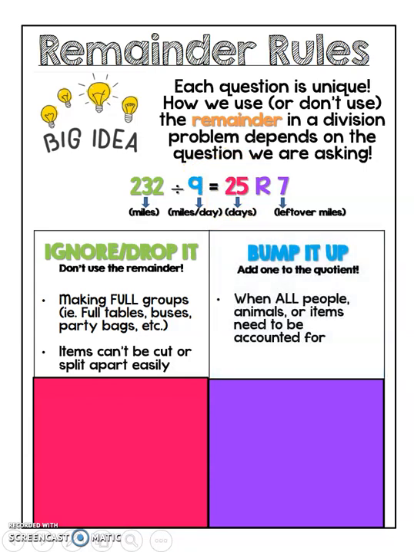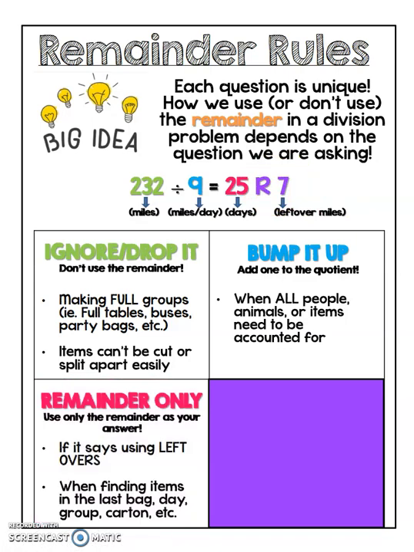We might also have to bump up the quotient. That means we would add 1. This would happen especially if we're talking about people or animals. When all people, animals, or items need to be used, we can't have a leftover. We would need to bump it up and include that leftover amount as another group that's just a little bit smaller than the rest of our groups.